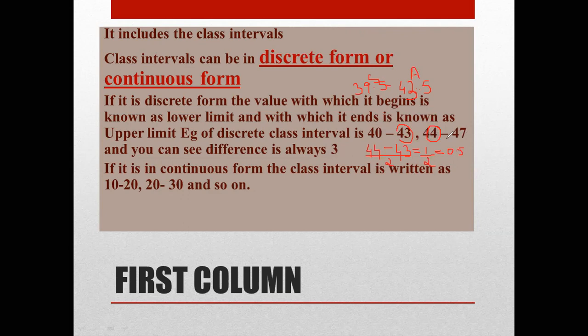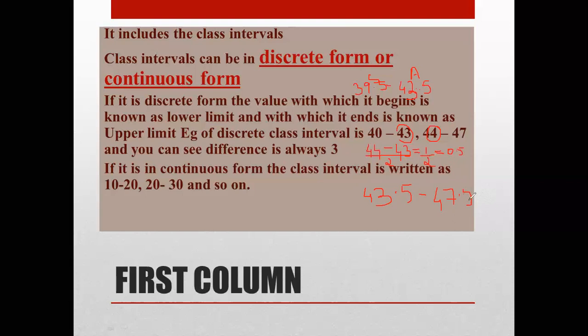Now for 44 and 47, you can see here. When you subtract 0.5 from 44, you'll get 43.5. I'm just writing it here, children. So 43.5. And when you add 0.5 to 47, you will get 47.5. So upper limit addition, lower limit subtraction, just remember it.